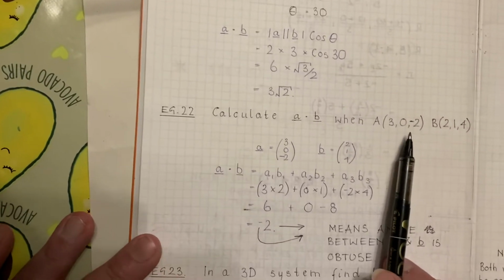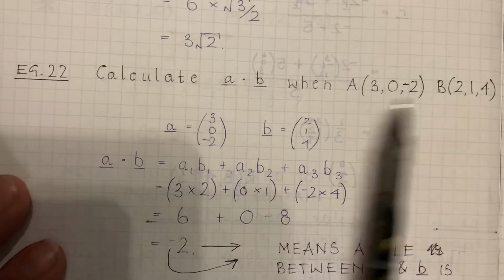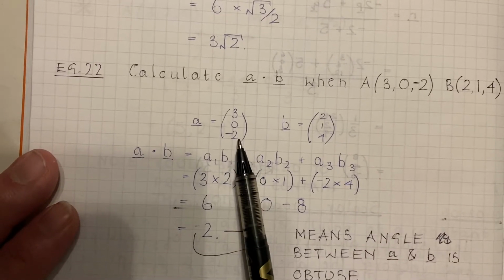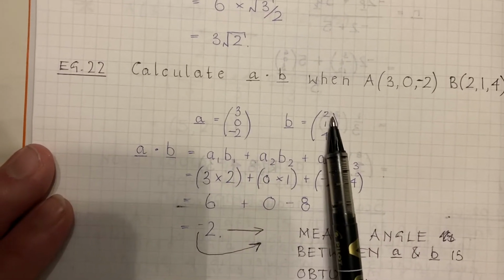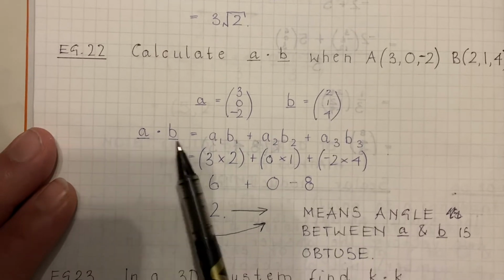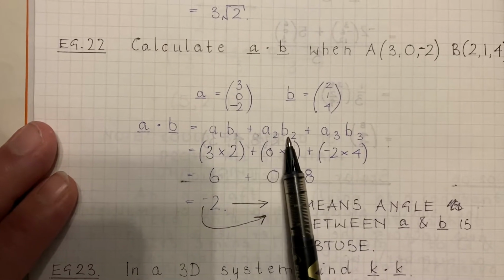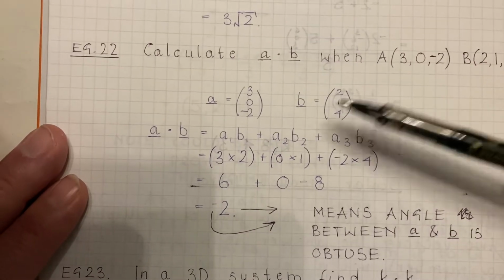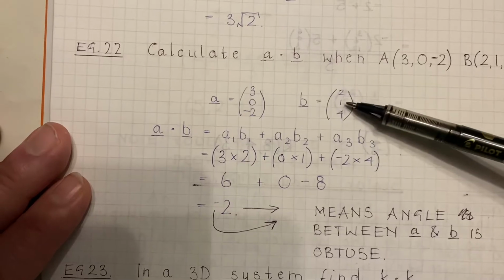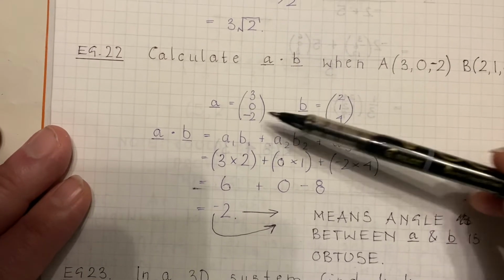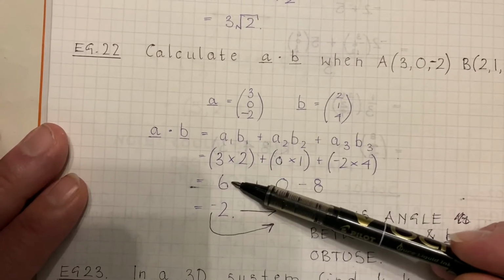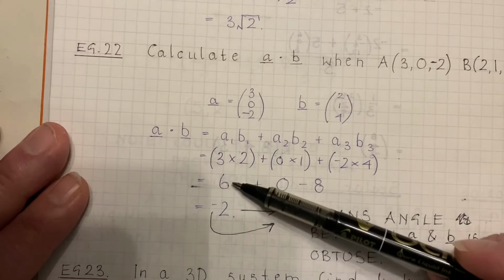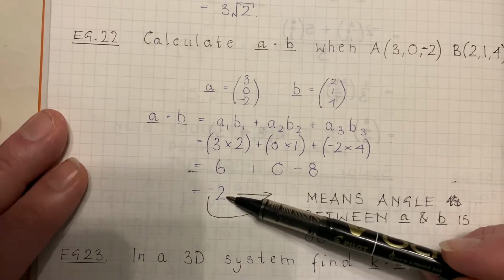Alternatively, you might be given the position vector of it, or the coordinates of it. So A dot B, your position vector of A would be 3, 0, negative 2. Position vector of B would be 2, 1, 4. So A dot B is A1 B1 plus A2 B2 plus A3 B3. So A1 B1 is 3 times 2. A2 B2 is 0 times 1. And A3 B3 is negative 2 times 4. So we get 6, 0, plus a negative is minus 8. So 6 minus 8 is negative 2.